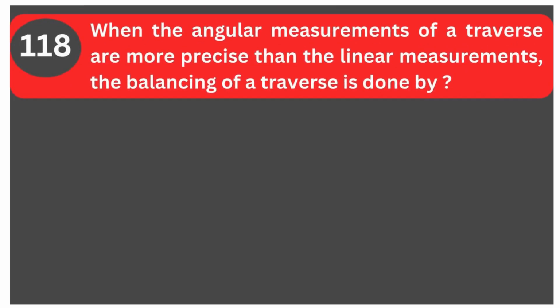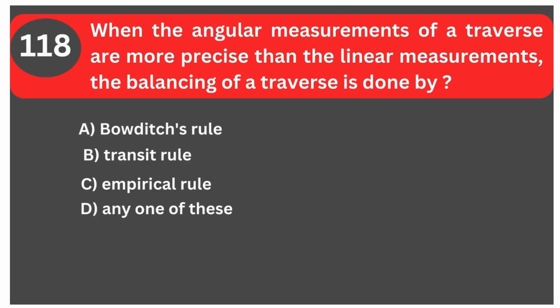When the angular measurements of a traverse are more precise than the linear measurements, the balancing of a traverse is done by. Options: A. Bowditch's rule. B. Transit rule. C. Empirical rule. D. Any one of these. Answer: B. Transit rule.